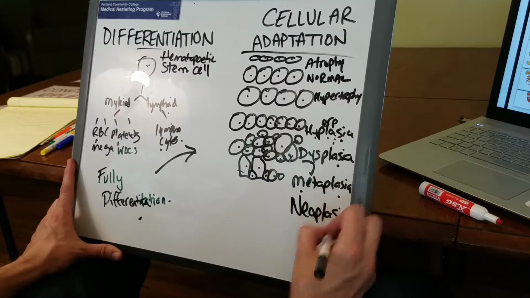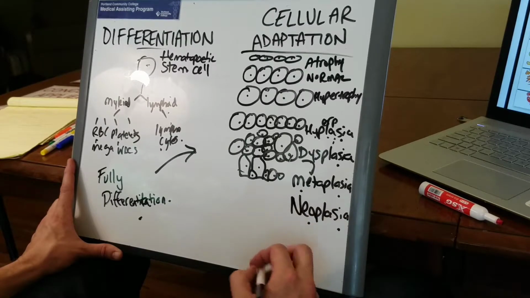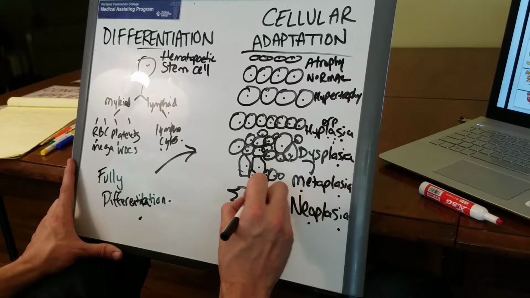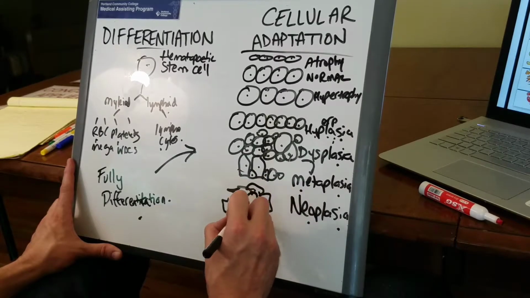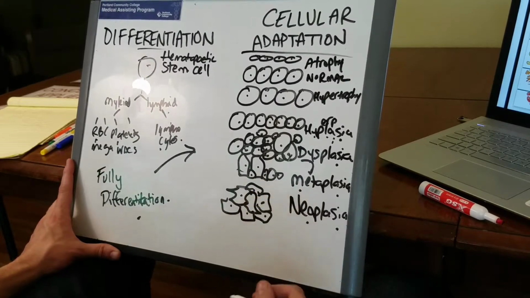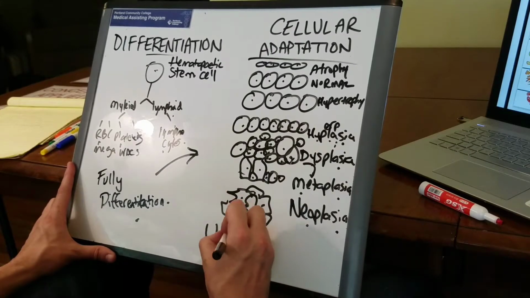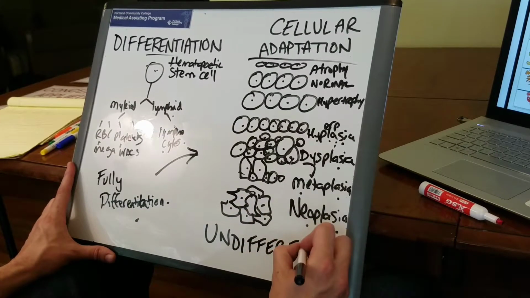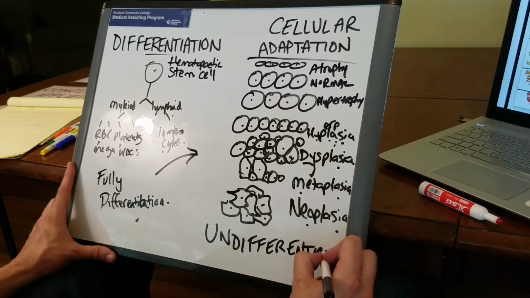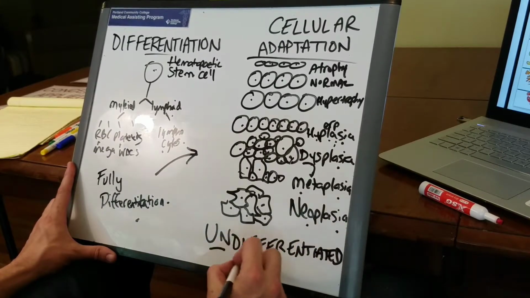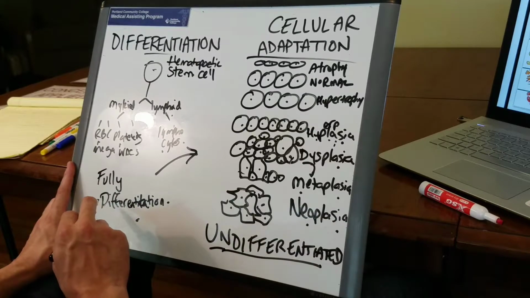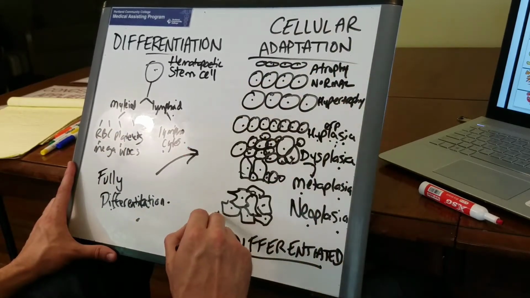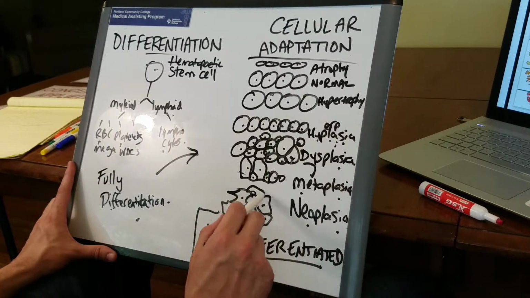And neoplasia is a new type of cell or new growth, and those are cells that don't look anything like those parent cells. And when they get to this point, they are called fully undifferentiated. These neoplastic cells are undifferentiated because they are not fully functioning. These do nothing positive for the body. They serve no purpose.